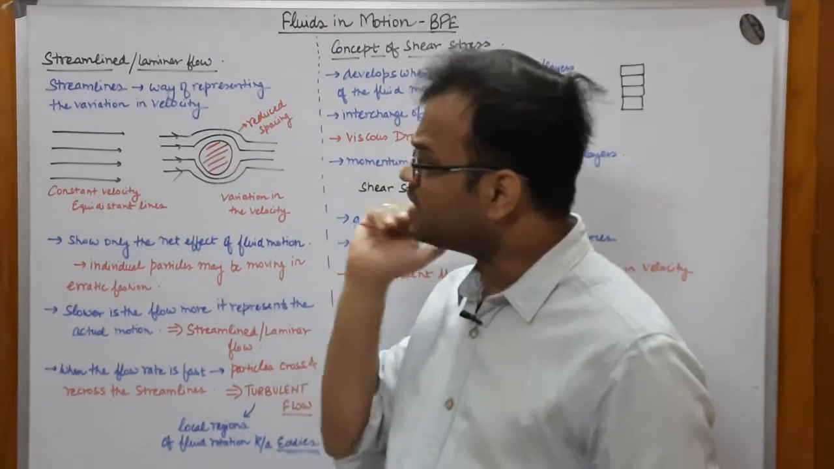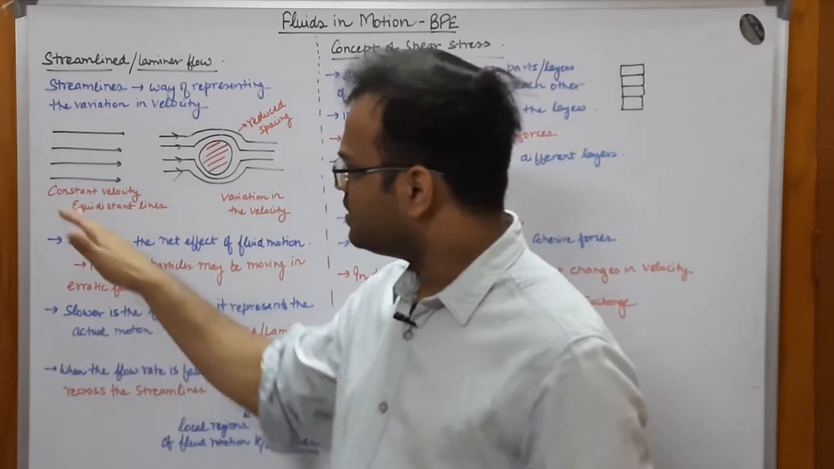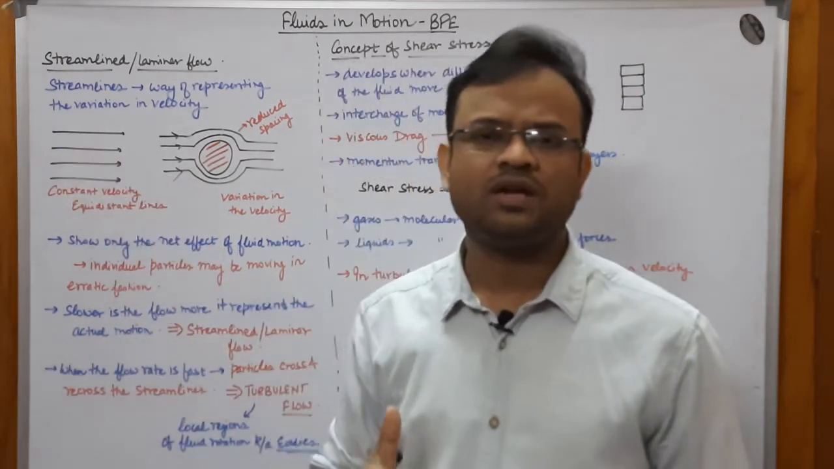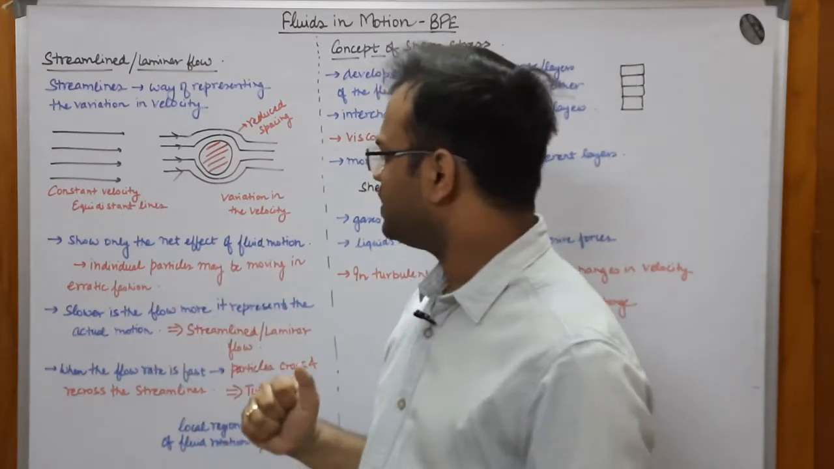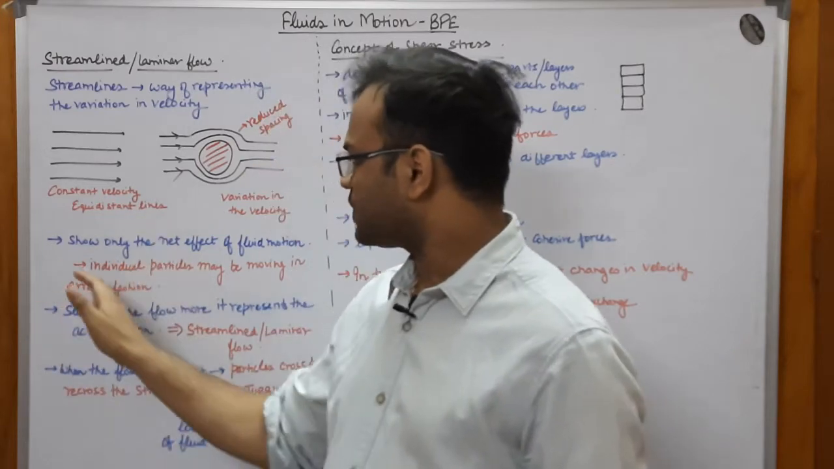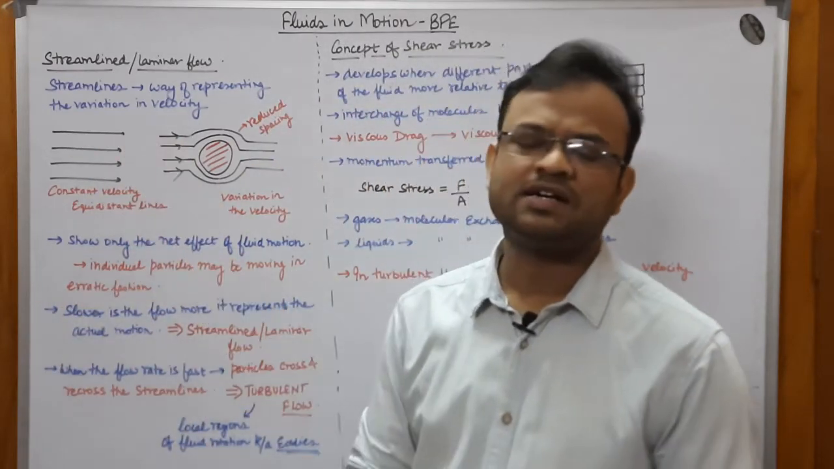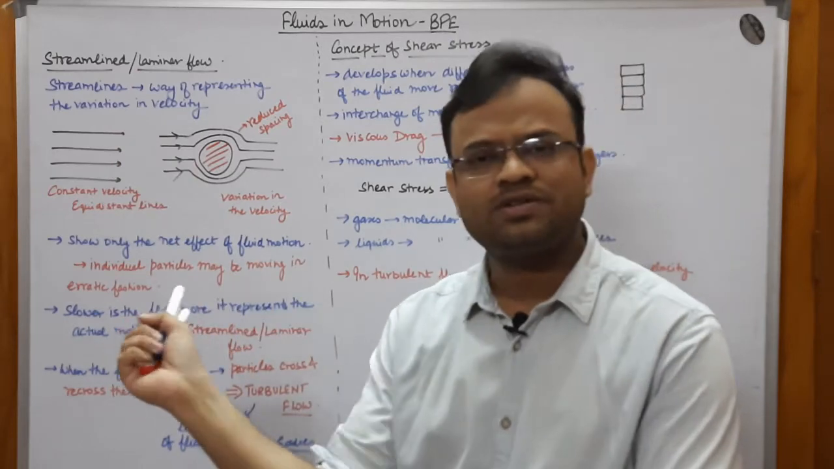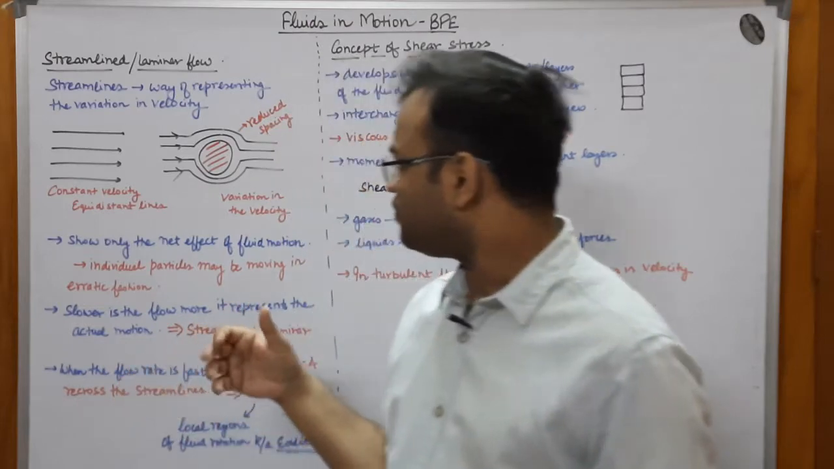Okay, so this is the condition. This is what we mean by streamlines. This is just a way to represent the flow of the fluid. What I want to tell you in the next portion is that these streamlines are giving us information about the net effect of the fluid motion.